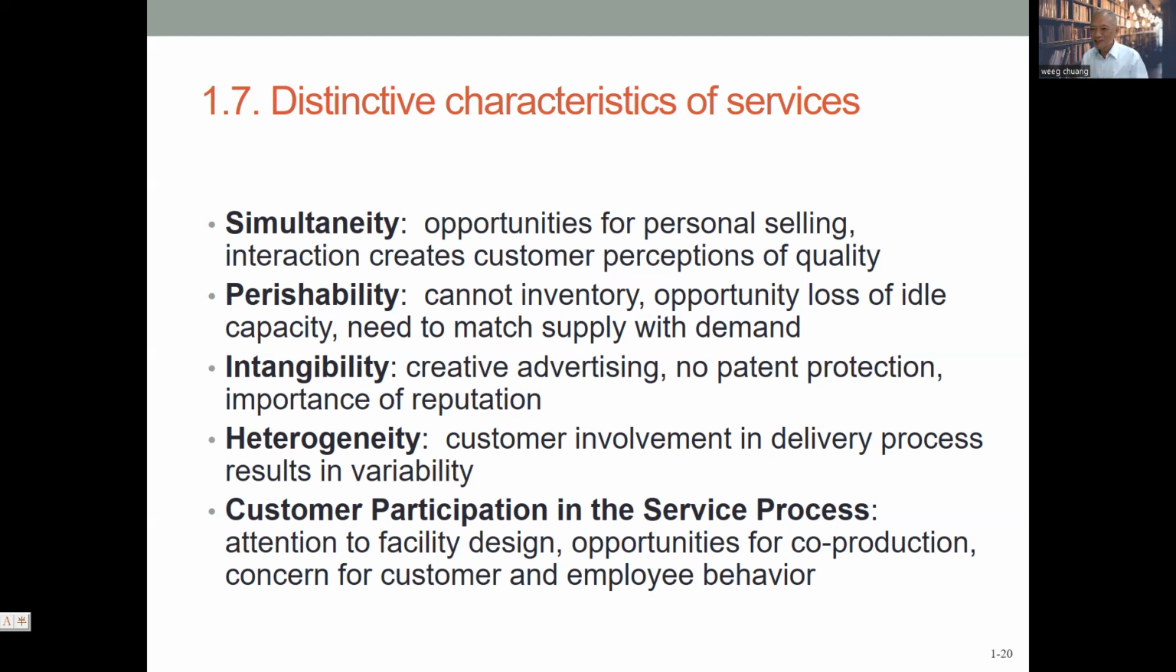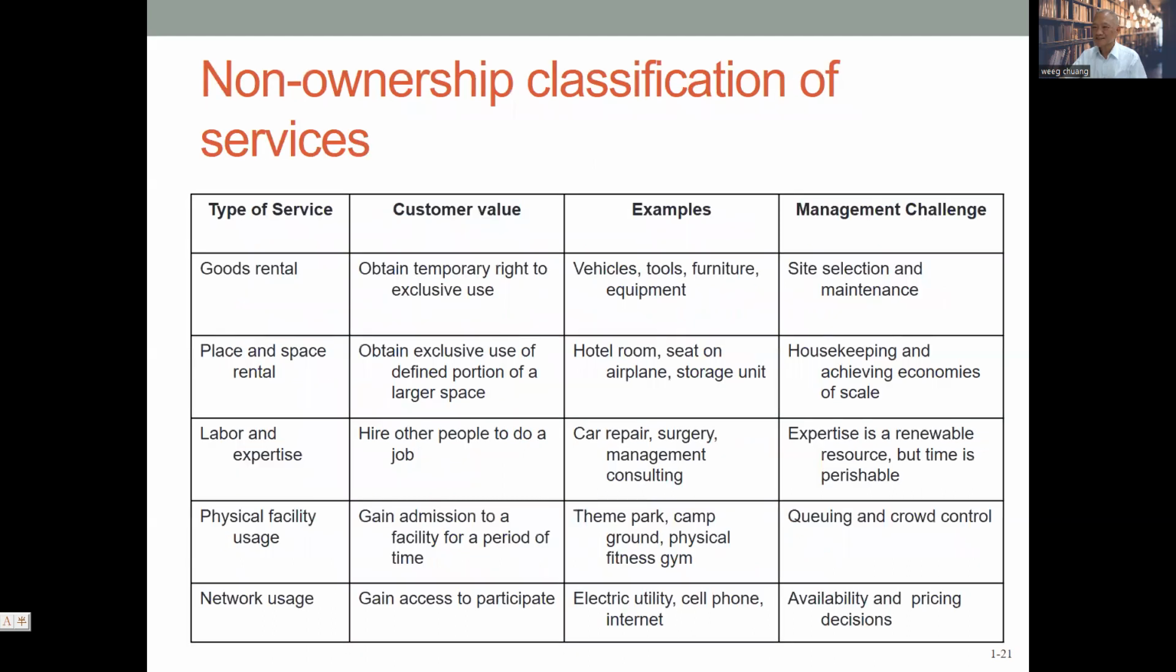And next feature is customer participation in the service process. As we mentioned, value co-creation of the services. So the customer needs to participate in the service process. Attention to facility design, opportunities for co-production, concern for customer and employee behavior. All these are implications from the feature that the customer has to participate in the service process.